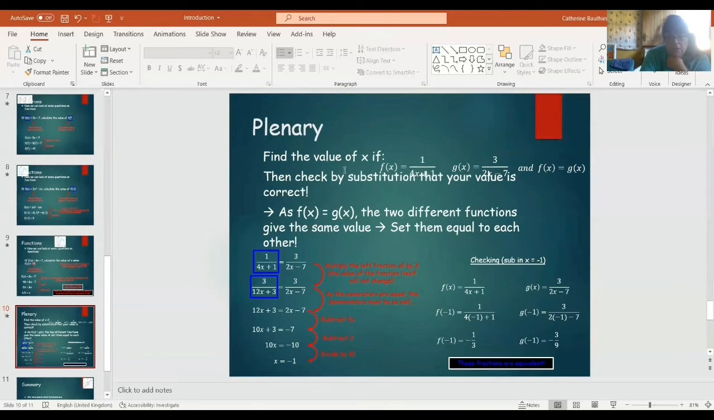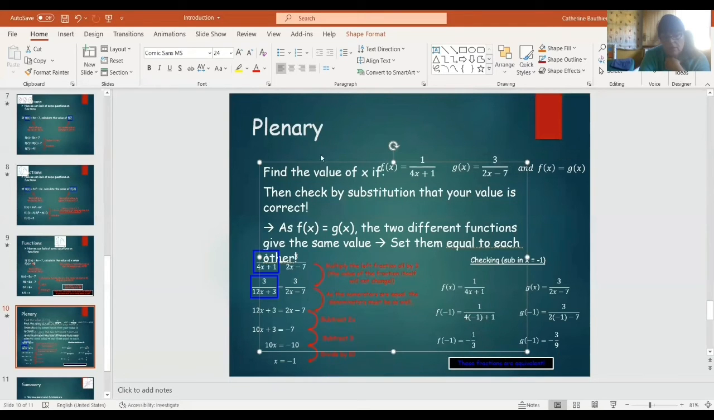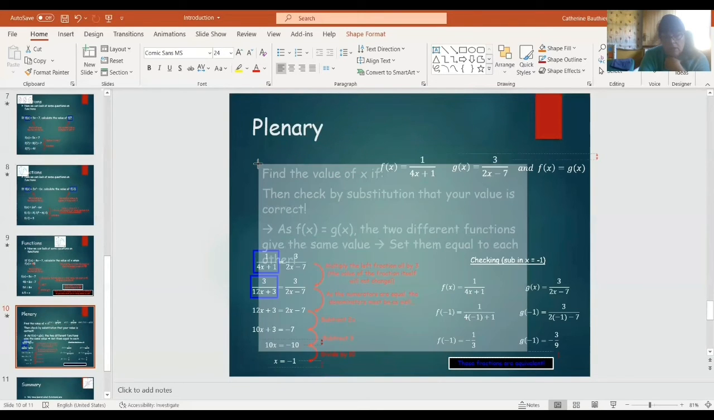Plenary. So here's the little plenary, and the plenary is telling us that we need to, I must move this down a tiny bit because it's in the way of the function again. There we go. Oops. Move it this way then.